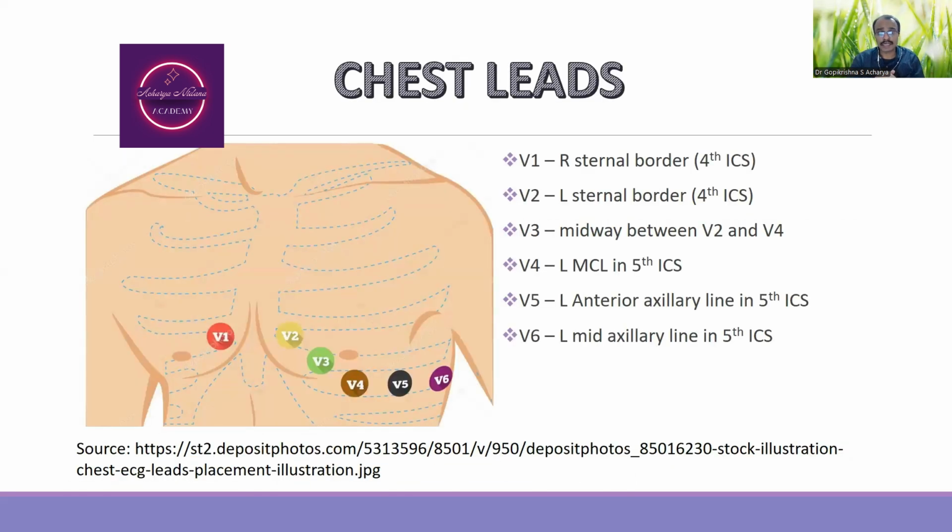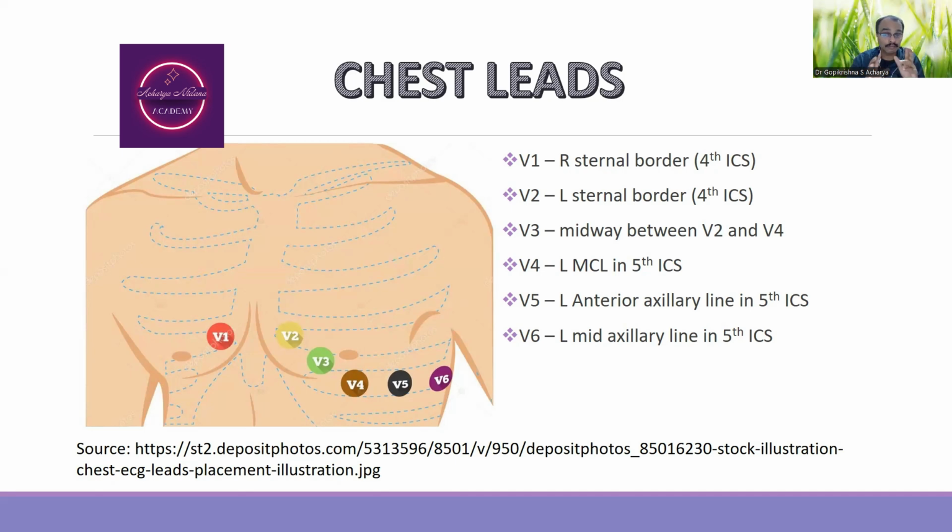As far as chest leads are concerned, they are also termed horizontal plane leads. They are again 6 in number: V1, V2, V3, V4, V5 and V6. So these are the different locations of ECG horizontal plane leads. V1 will be connected to the right sternal border, fourth intercostal space, whereas V2 will be connected to the left sternal border, fourth intercostal space.